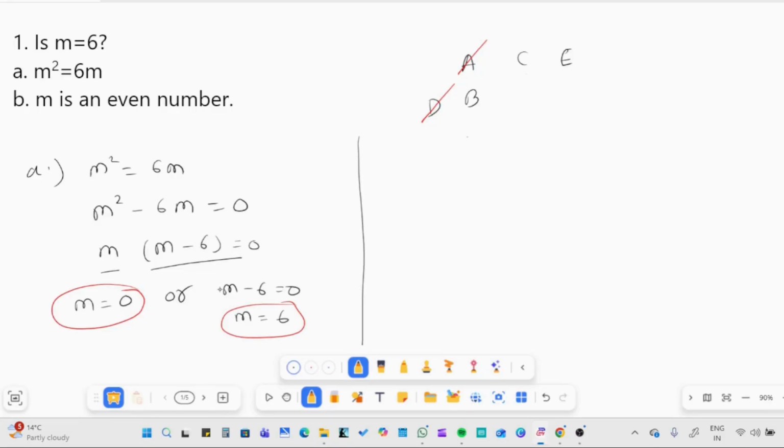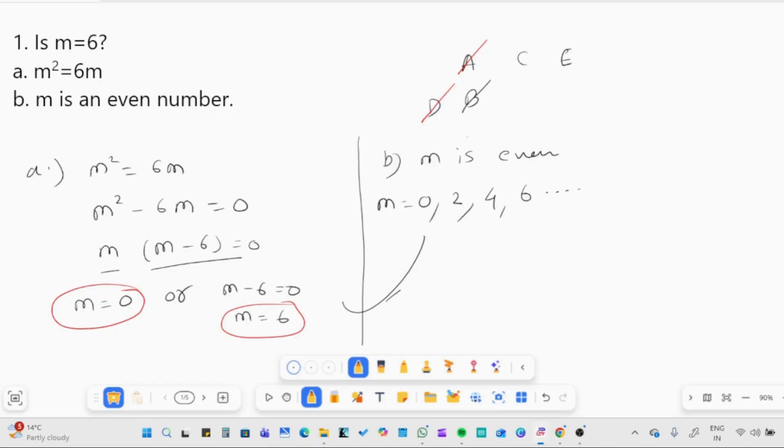Alright, statement B. Statement B says that m is even, which means m can be 0, it can be 2, 4, 6 or so on. There are multiple possibilities for m. Do I have a definite answer? No. So we can rule out B as well.